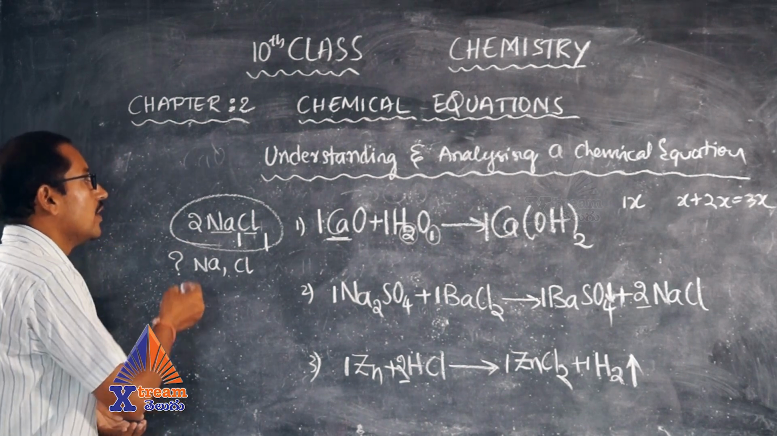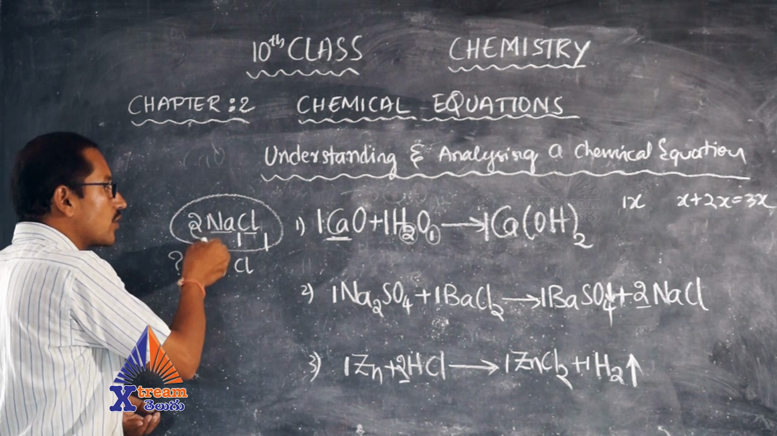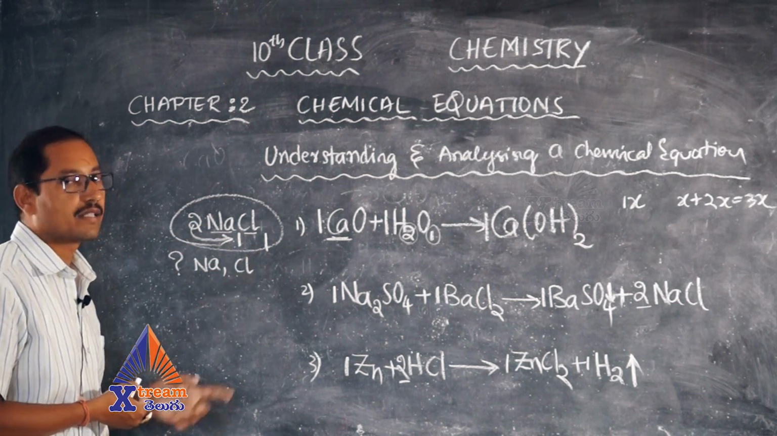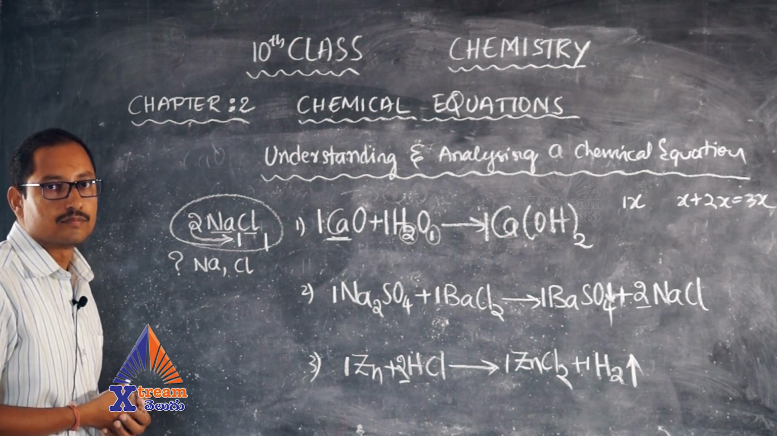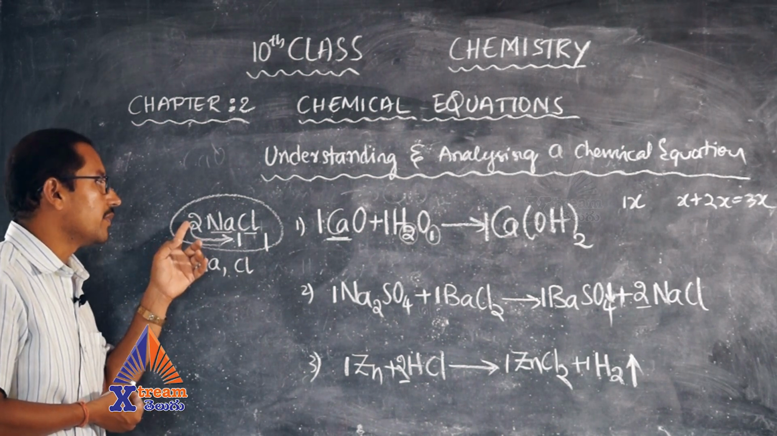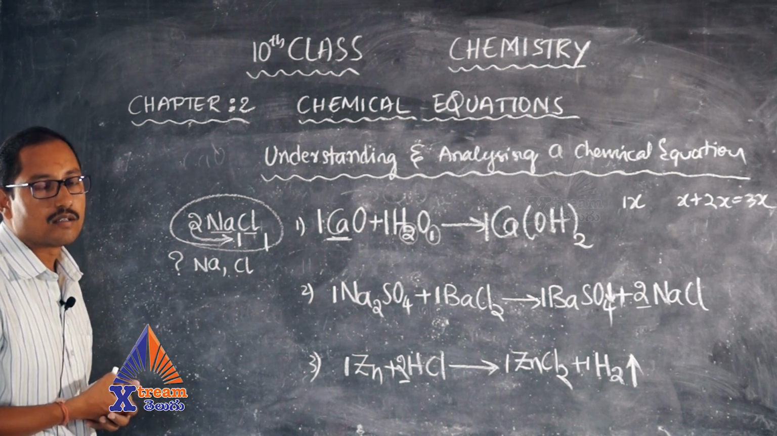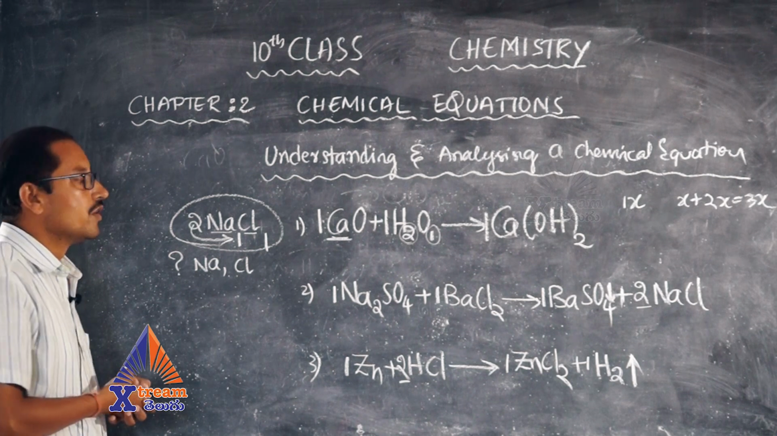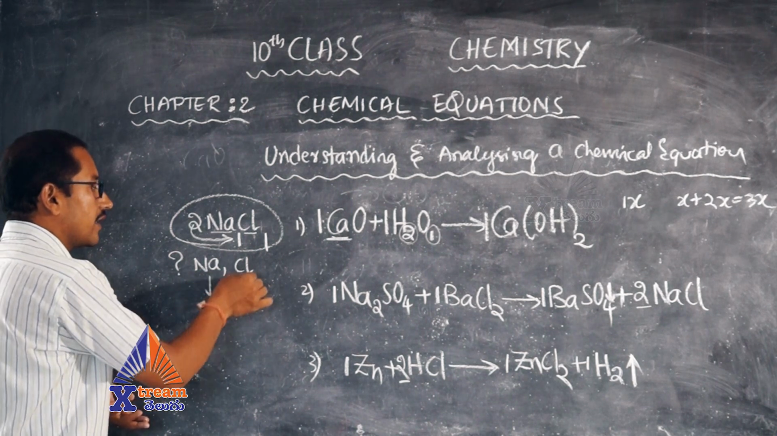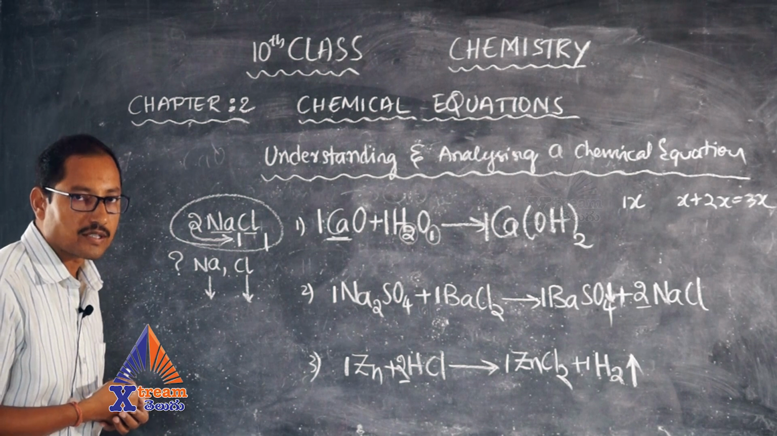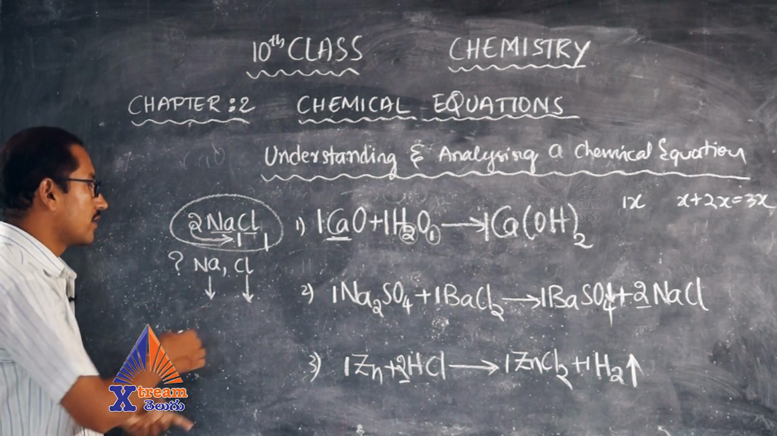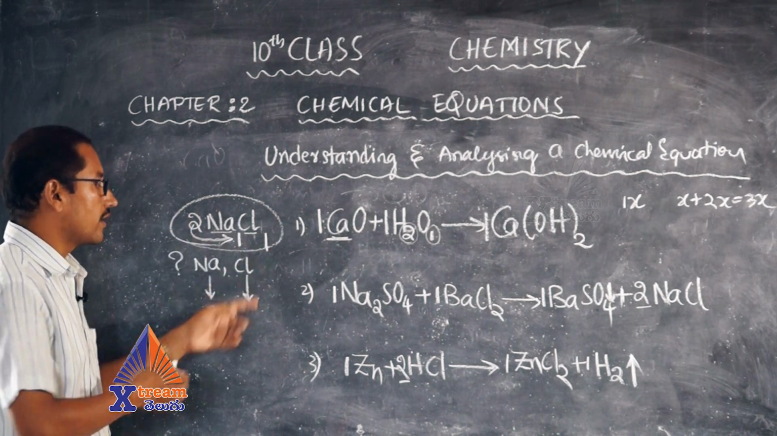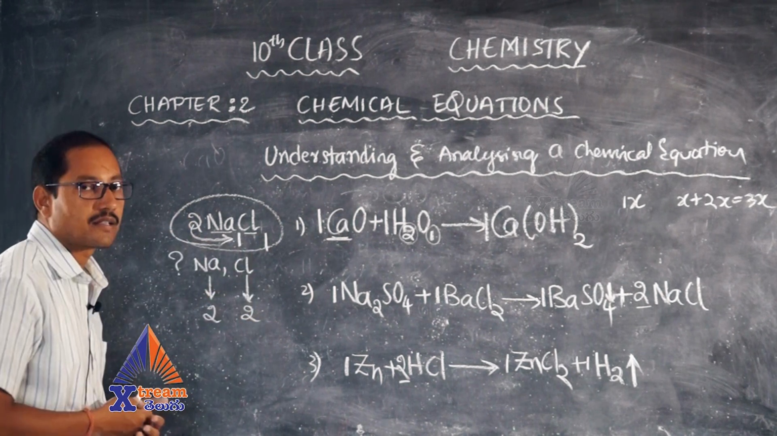The answer is, you have to multiply this quotient with the index. These numbers are called index numbers. And this number which is there in front of the total molecular formula is called the coefficient. So how many Na and how many Cl are there? Let us try to calculate. 2 into 1, 2 Na are there. 2 into 1, 2 Cl are there.